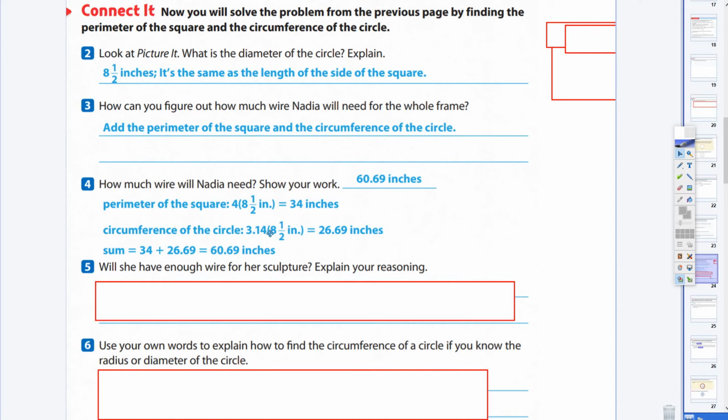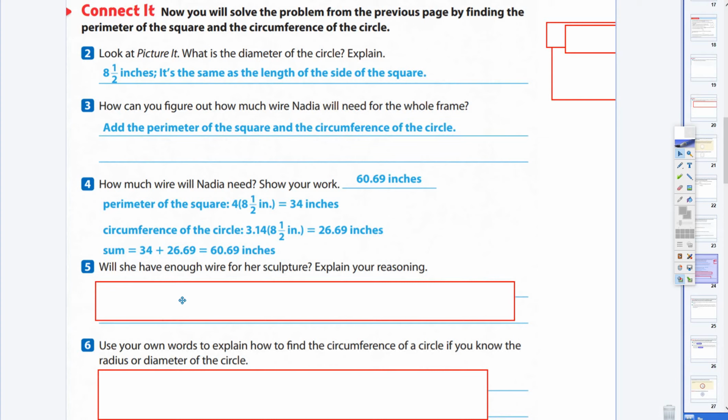Circumference of the circle, again, it's pi times diameter. Pi, they told you use 3.14, and then times 8.5 inches. So you got 26.69. And obviously, to find how much wire she will need, you add them up, right? When you add them up, 34 plus 26.69, remember to line up the decimal point, you will get 60.69 inches.